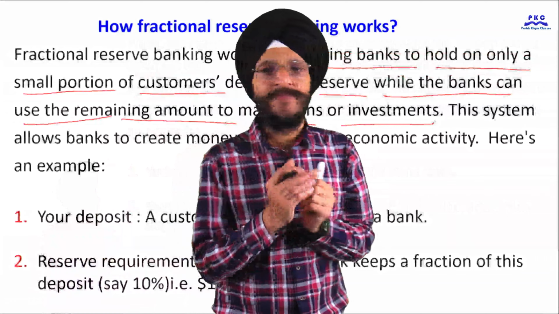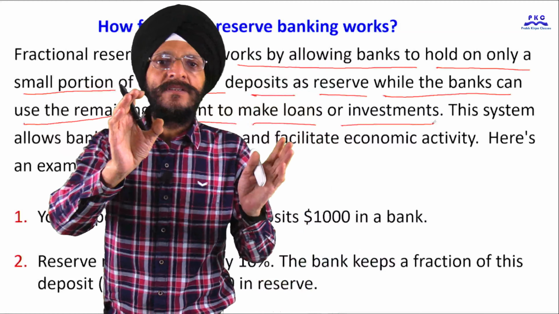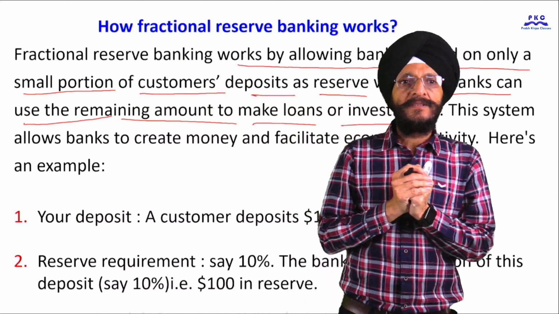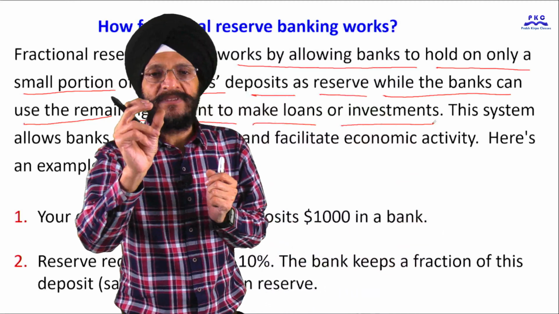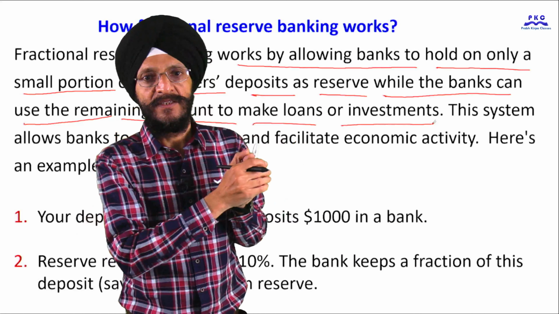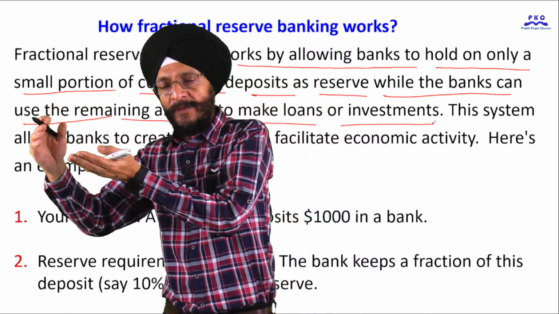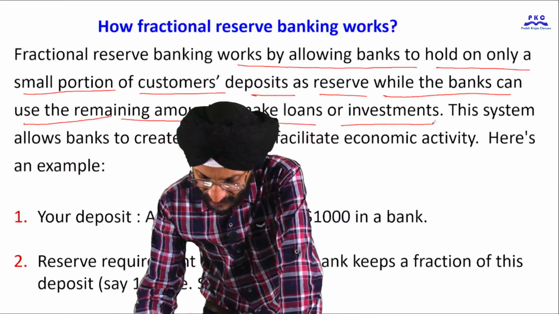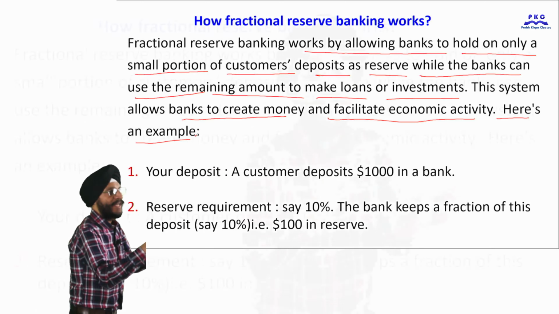It means that whenever a customer deposits, say rupees 100 in a bank, the banks have to keep a certain percentage as reserves, and the balance amount they can use for the purpose of giving loans or investments. This fractional reserve system allows banks to create money and facilitate economic activity. We will understand the same with the help of an example.